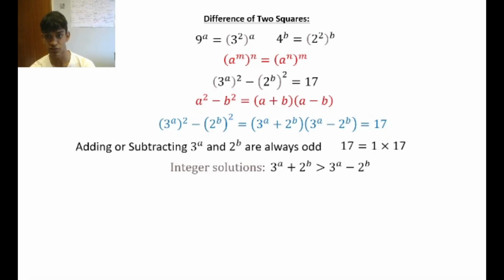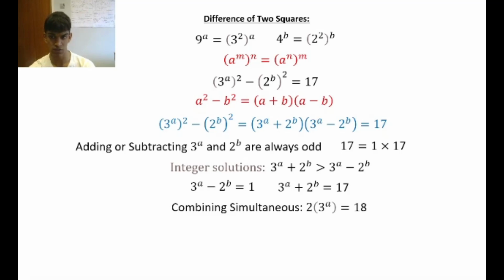And when we have integer solutions, when we add the two values together, it will always be larger than when we minus the two values together. So we can simply equate the minus sign with the 1, the smaller value, and the plus sign with the larger value, which is 17.